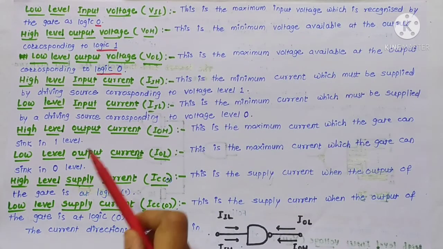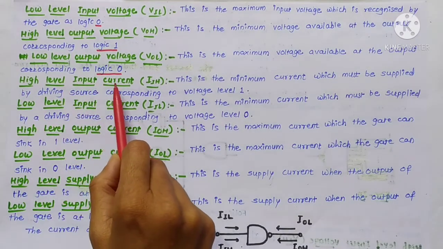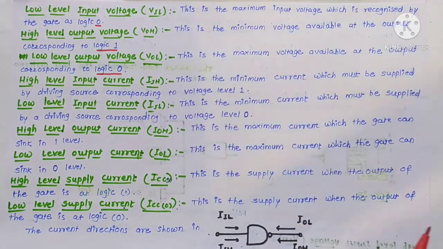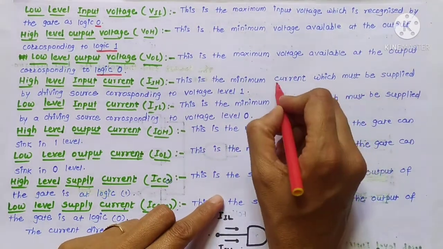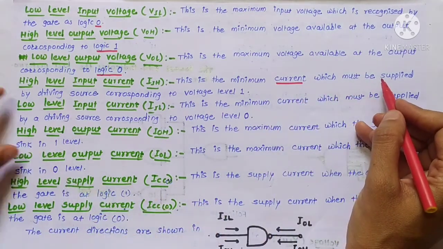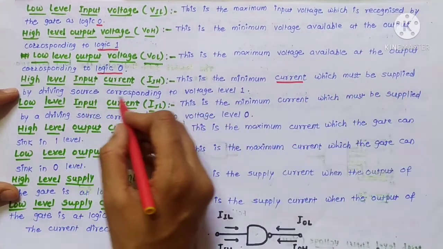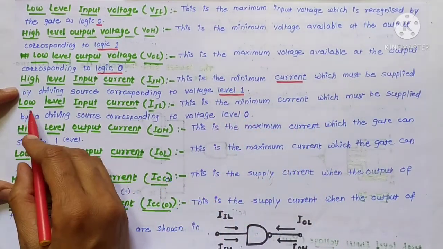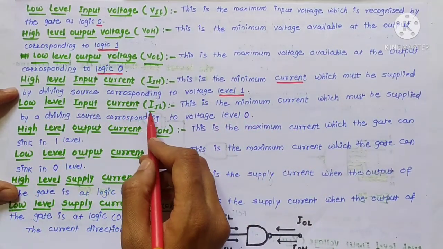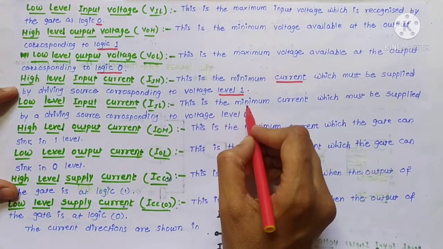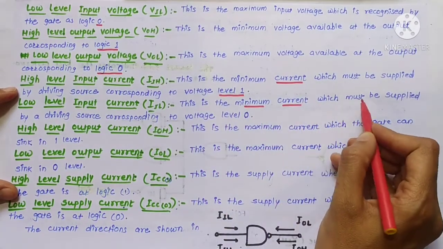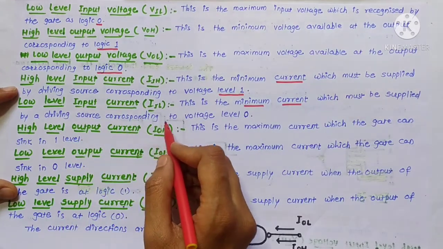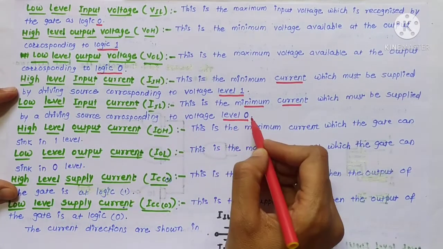Now, high level input current IIH. This is the minimum current which must be supplied by driving source corresponding to logic level 1. Then low level input current IIL. This is the minimum current which must be supplied by driving source corresponding to logic level 0.